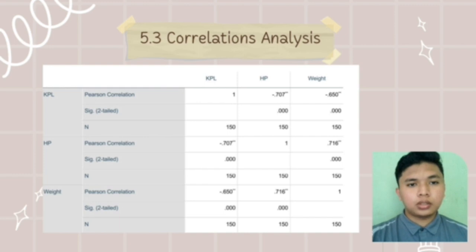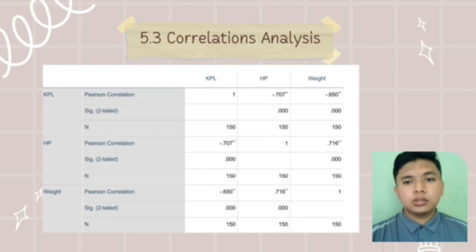Today I will discuss 5.3 explanation. The value of R between KPL and horsepower is negative 0.707, which shows a strong negative correlation. The R value between KPL and weight is negative 0.650, which shows a strong negative correlation. The value of R between horsepower and weight is 0.716, which shows a strong positive correlation.